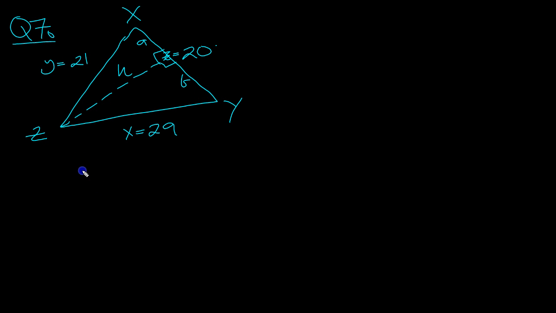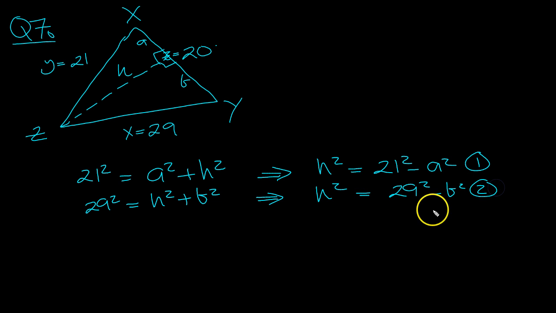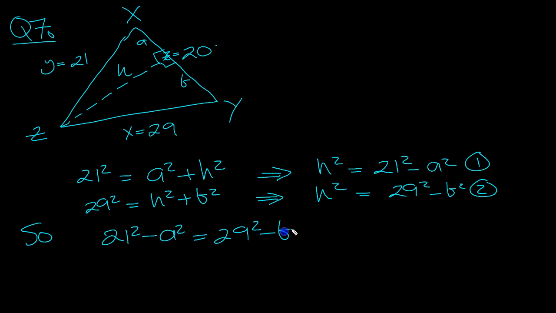Using Pythag then, we know that 21 squared is equal to the other two sides squared and added, A squared plus H squared. So that tells us what H squared is then: 21 squared minus A squared. That's the first piece. On the other triangle, we've got 29 squared is equal to H squared plus B squared. So that tells us that H squared is equal to 29 squared minus B squared. So we can now say that 21 squared minus A squared equals 29 squared minus B squared.